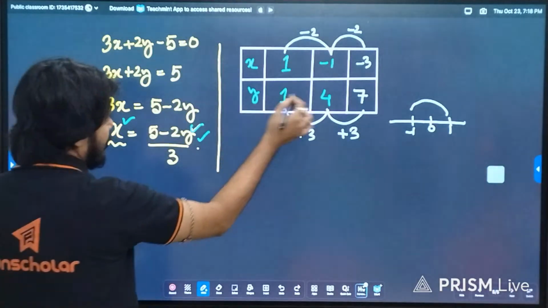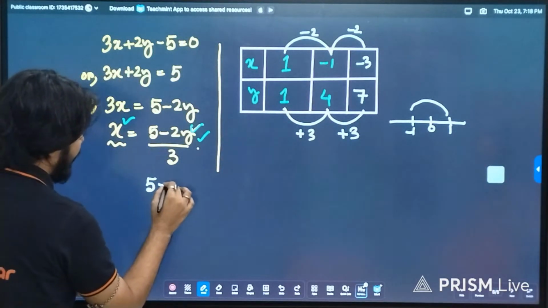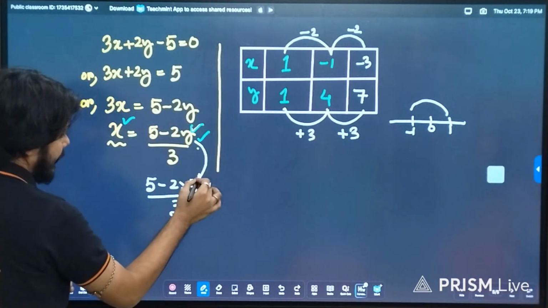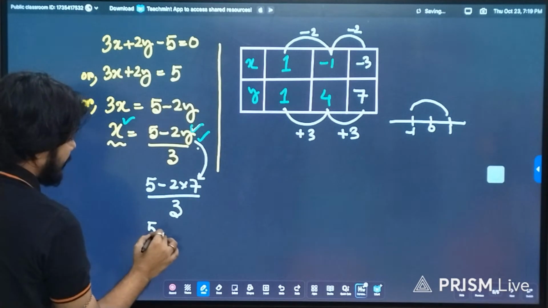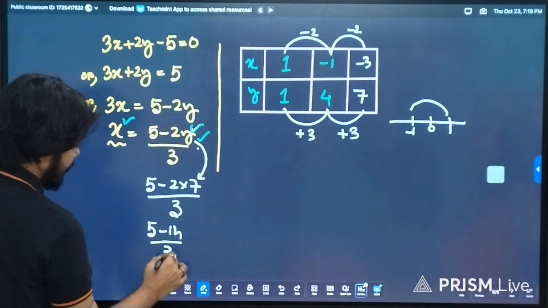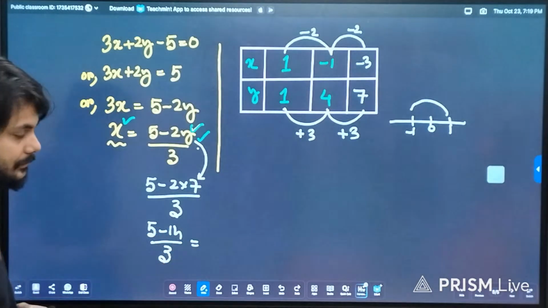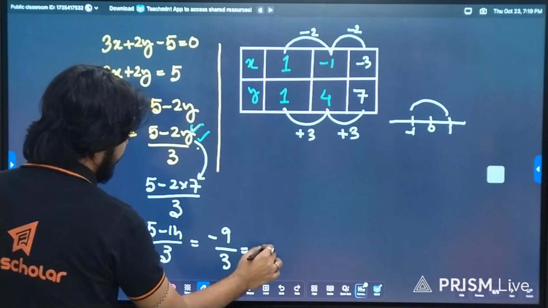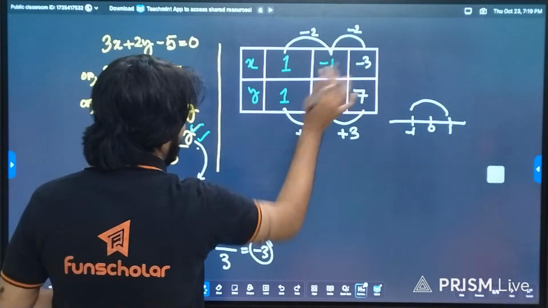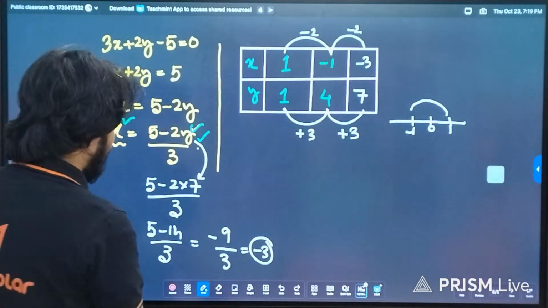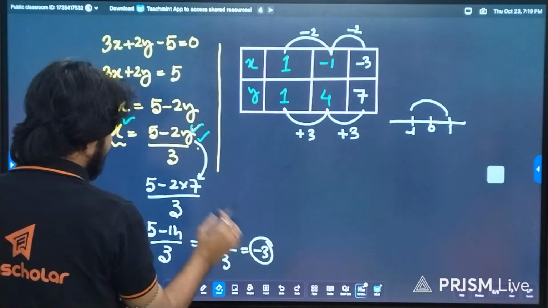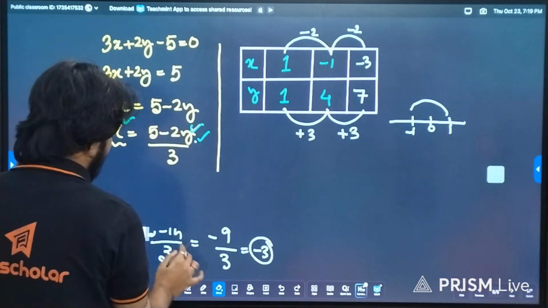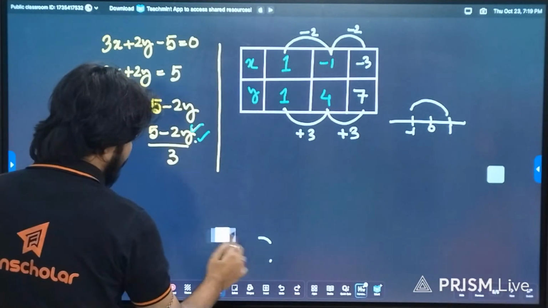So let's take y as 7. 5 minus 2 into 7 by 3, because we have taken the value of y as 7. 5 minus 14 by 3. So it will be minus 9 by 3, which is exactly the same as our findings. That's how we are going to plot.